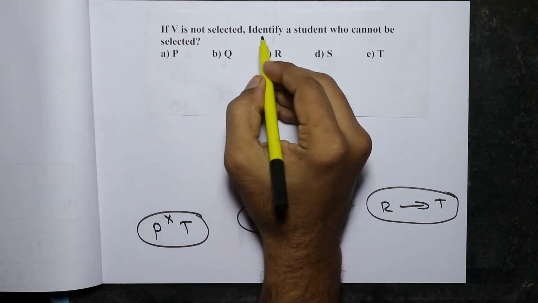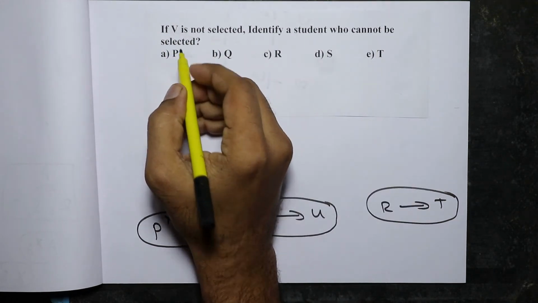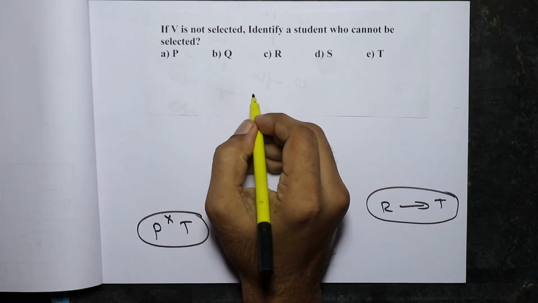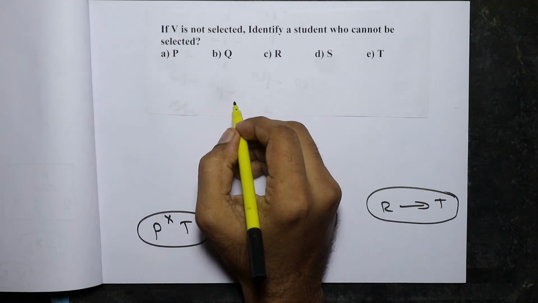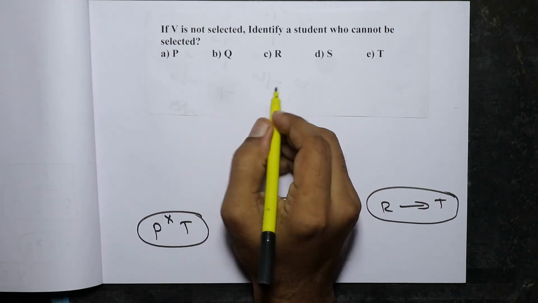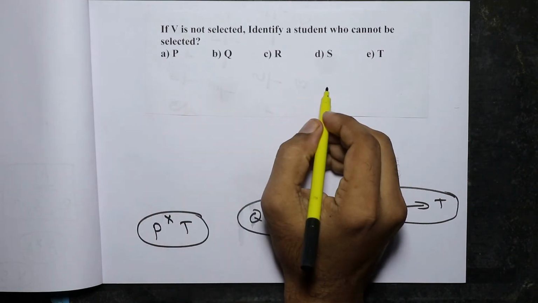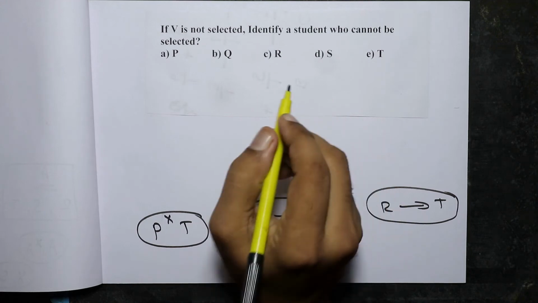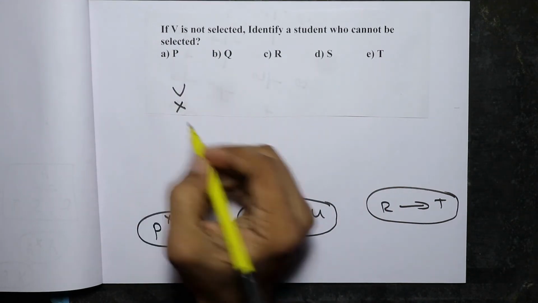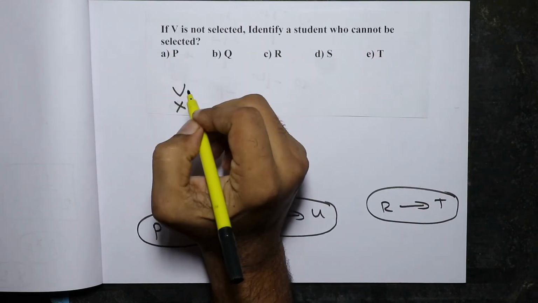If V is not selected, identify a student who cannot be selected. Now altogether 7 students are there and you need to form a quiz team of 5. So selecting 5 is same as omitting 2. So exactly 2 of the students have to be omitted and 5 of them have to be selected. Now V is not selected. So V already has been omitted. Now identify a student who cannot be selected.